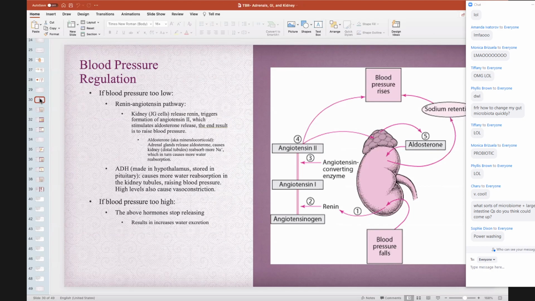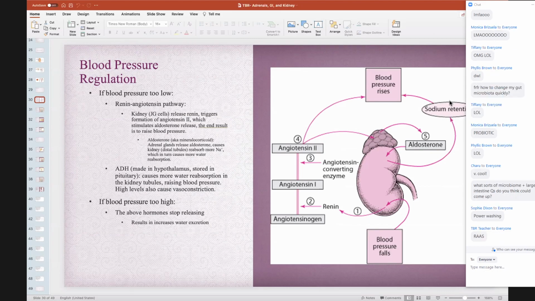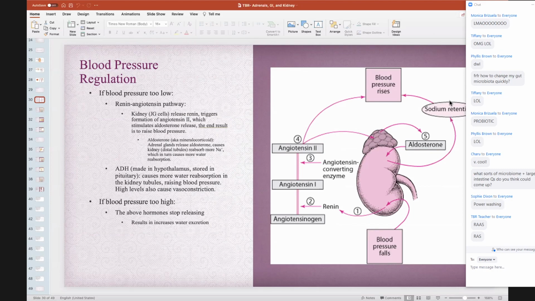So blood pressure regulation. How do the kidneys play a role in blood pressure? This is huge. This is called the renin-angiotensin aldosterone system. So you might actually see it as RAS, depending, I'll type in the chat. You might see it written as this, depending on the source. You might actually see it written as just renin-angiotensin system. So the kidneys play a role in blood pressure regulation through the renin-angiotensin aldosterone system.